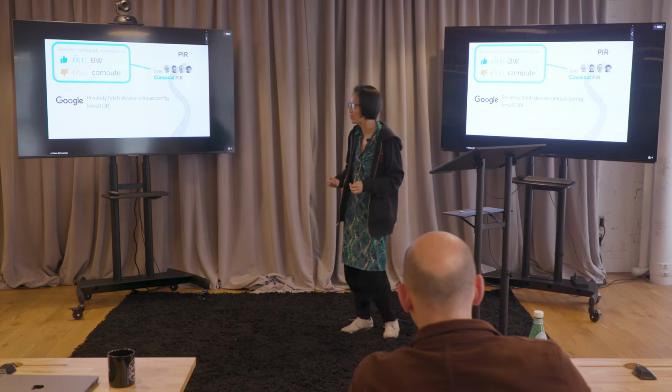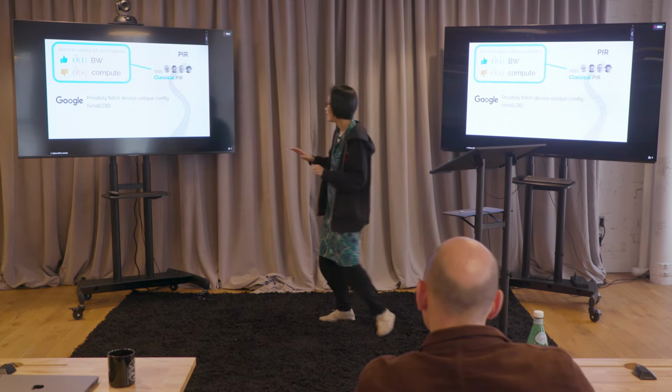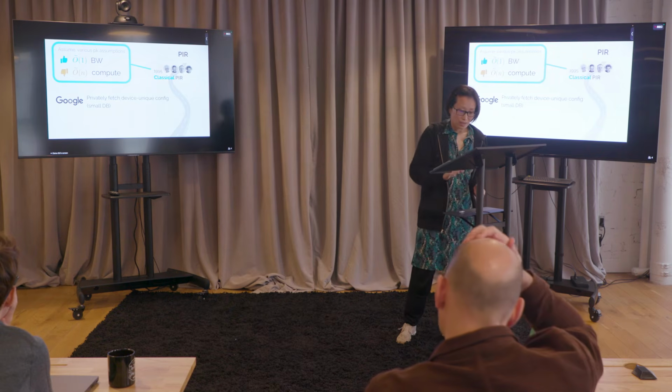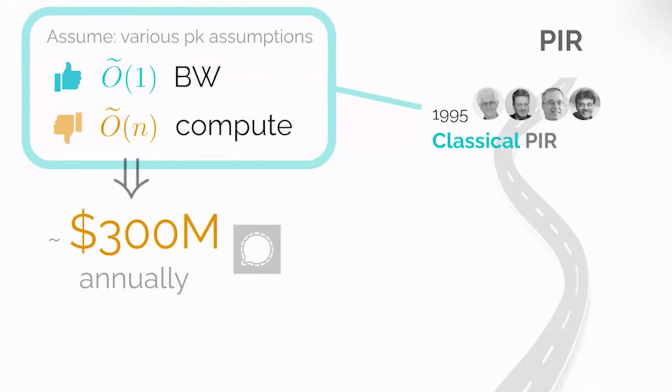I tried to find a real-world application of classical PIR. I guess, of course, it has to be tiny scale. So I did find a tiny scale application. Google is using it to fetch device unique configuration while guaranteeing privacy. So if you have a Chromebook or something, maybe there's 100 different configurations and you want to find the configuration that fits your Chromebook. Okay. So obviously when you try to use it for a large database, like Signal did the exercise and they were disappointed because it would cost more than 300 million USD per year.